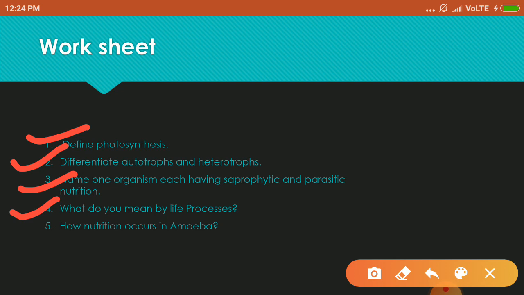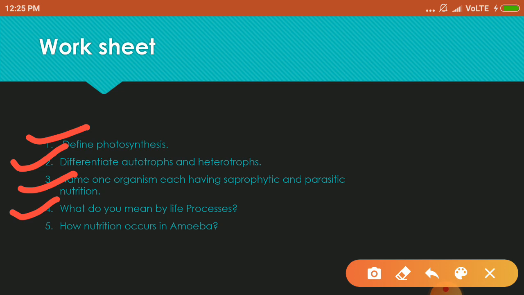Now, how does nutrition occur in amoeba? The mode of nutrition in amoeba is holozoic. Finger-like extensions, pseudopodia, are found in amoeba. They fuse over the food substance and take it in, then form a food vacuole in which some digestive enzymes are found which help in the digestion of the food. Then the food gets assimilated. Thus, nutrition takes place in amoeba.